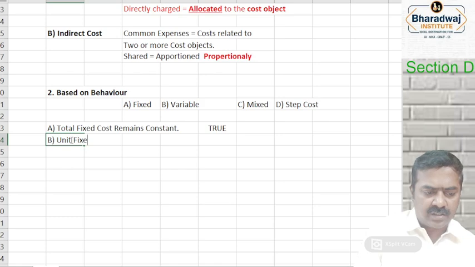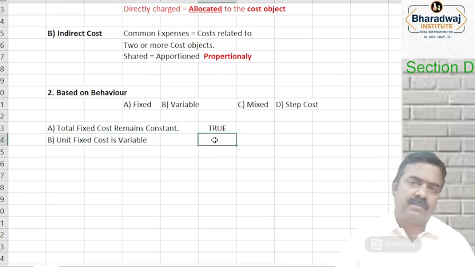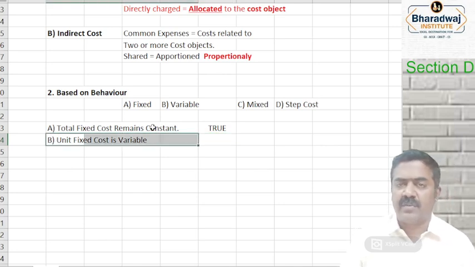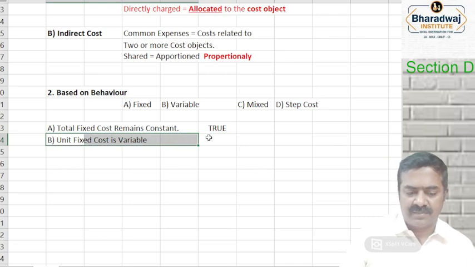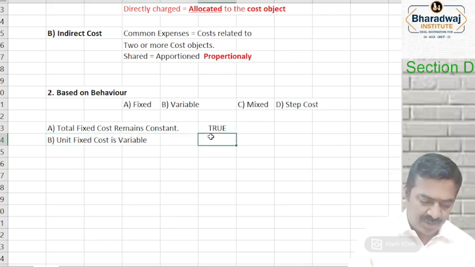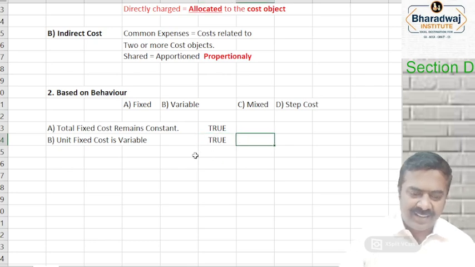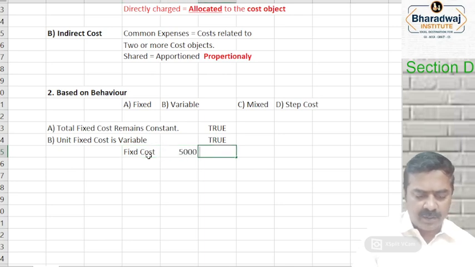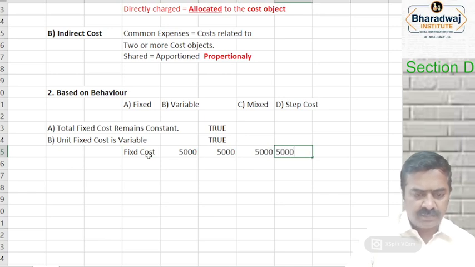Unit fixed cost is variable. True or false? Unit fixed cost means cost per unit. Fixed cost per unit is variable. True or false? False, sir. True. I'll give an example. For example, let us take fixed cost is 5,000. Whatever may be the production, the fixed cost is what? 5,000.